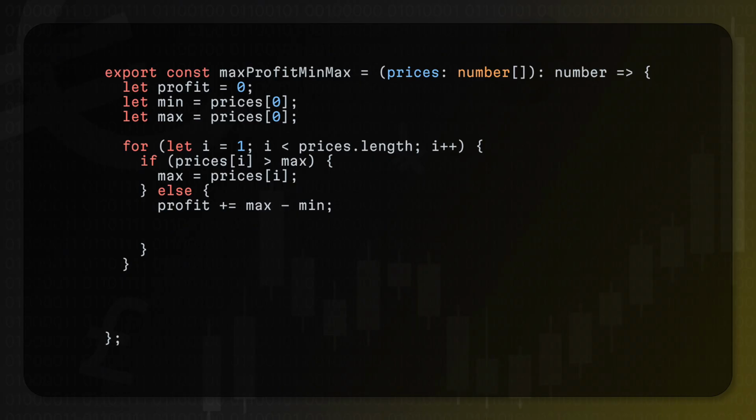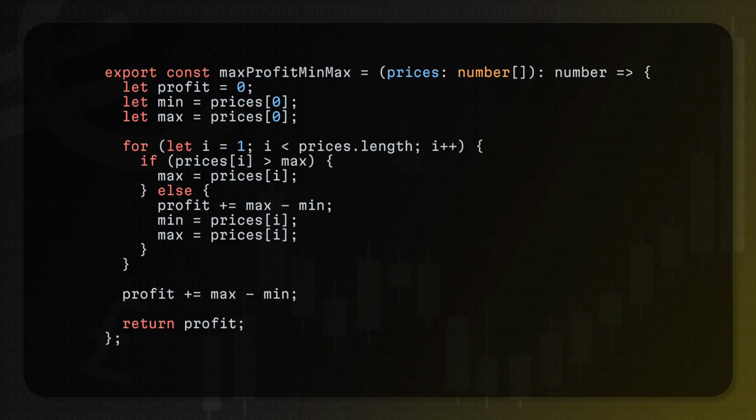That's why we add to profit the difference between max and min and reset both of them to the current price. After the loop ends, we might still have an open trade if the last price was part of an upward trend. So we do one final check and add the last max minus min to the total profit. And finally, we return the profit value from the function.